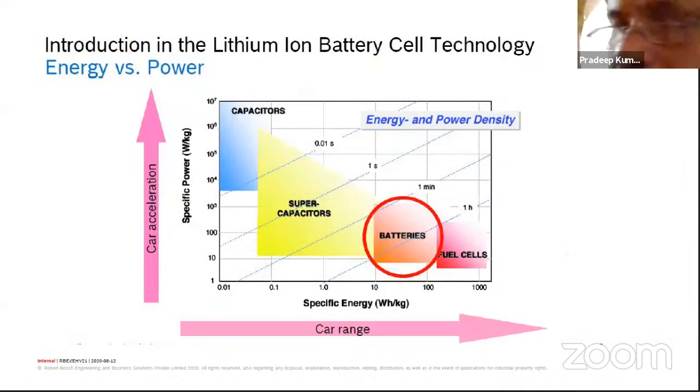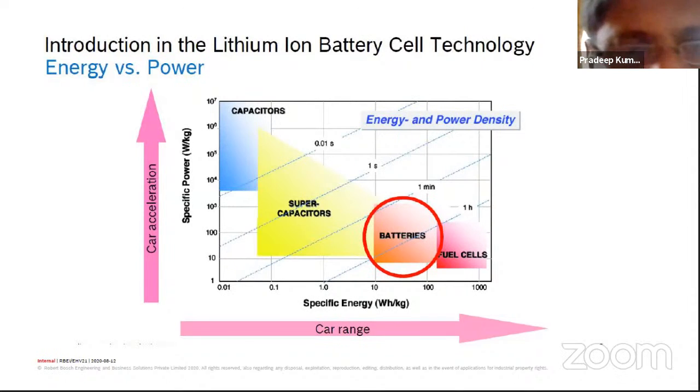So I'm just looking at my time. It is already 5 minutes to 12. So I'll have another 20 minutes. So I need to speed up a little bit. So this particular slide is important, and hence I would like to spend some time here.